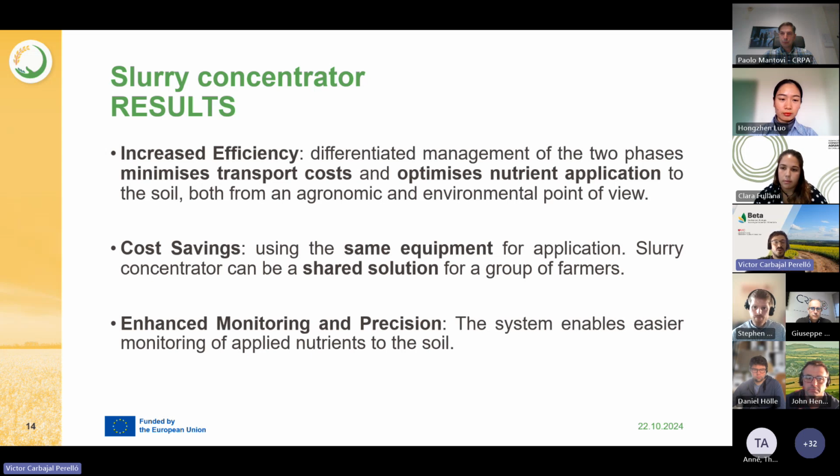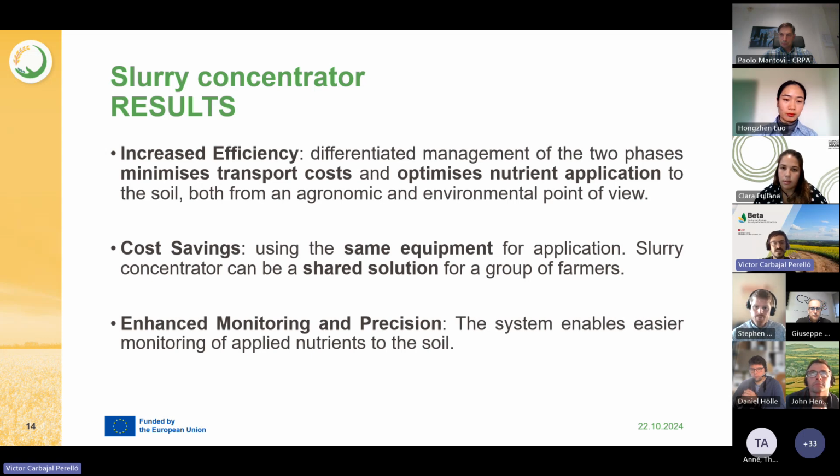The second thing is the cost savings. Using the same equipment for both fractions reduces both investment and operating costs, while also decreasing the time required for management. In addition, and I think this is also very important, the slurry concentrator can be a shared solution for a group of farmers or a cooperative, as the proposed separator is a mobile device that can be used in different farms and can be moved.